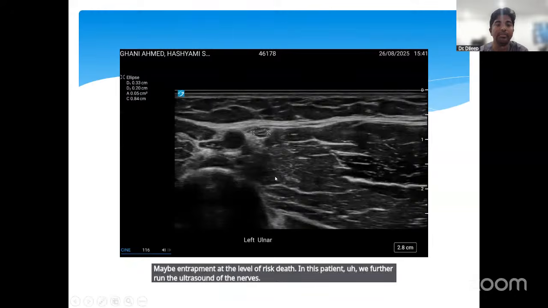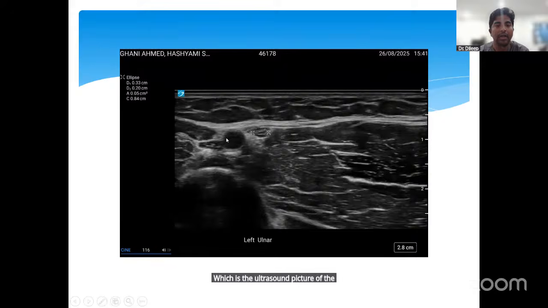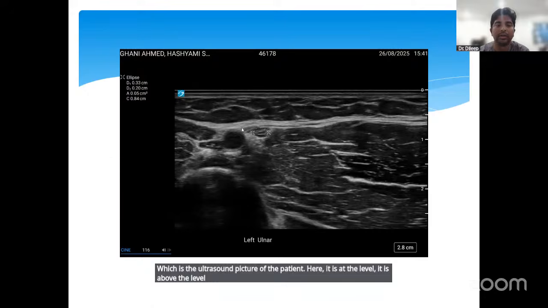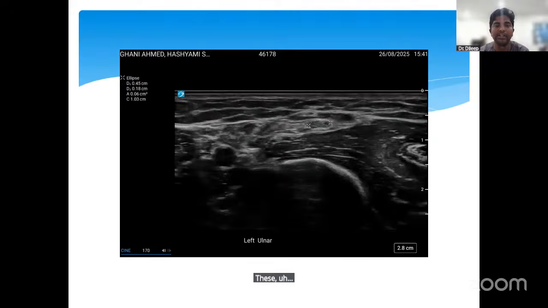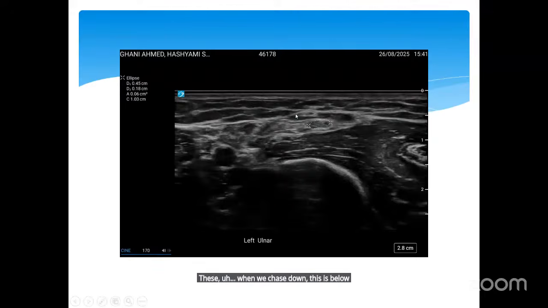This is the ultrasound picture of the patient. Here it is above the level of the elbow, near the axilla. Here it shows the axillary artery. Beside it is the ulnar nerve. This is when we trace down. This is above the elbow, below the level of the axillary artery.